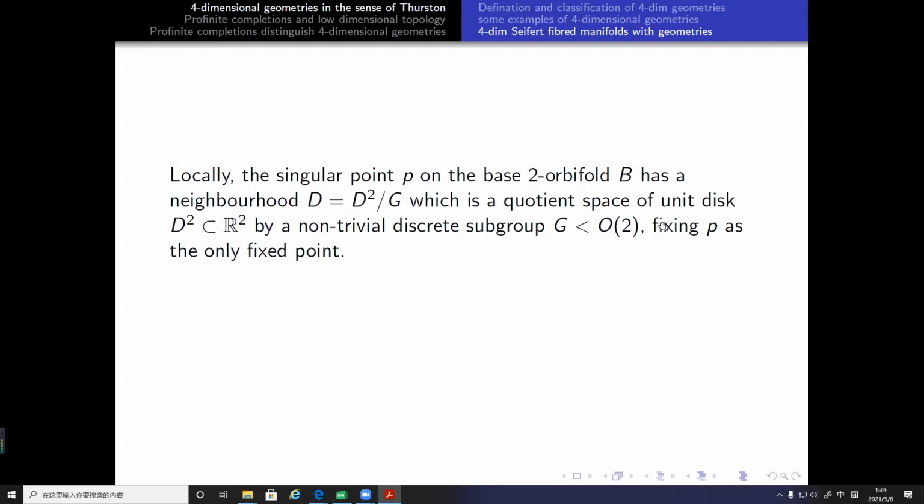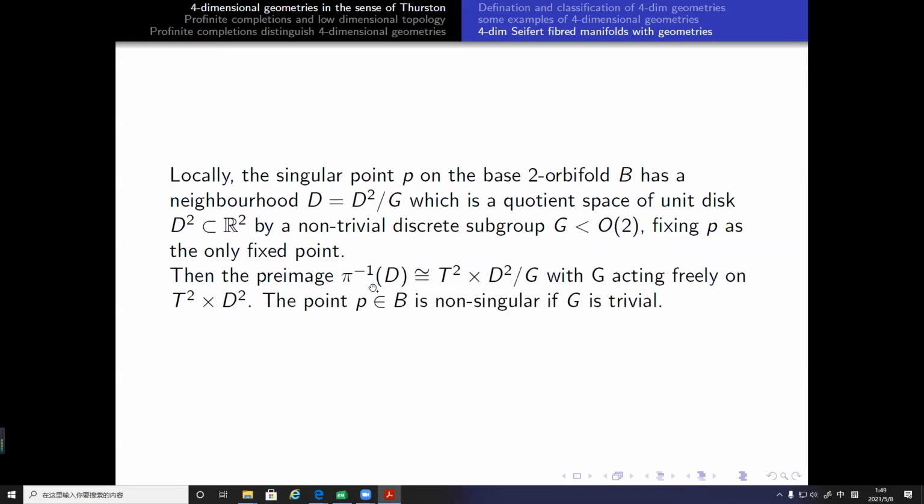Here D2 is the unit disk in the complex plane, and then by a nontrivial discrete subgroup G. Of course, G is just a finite group, with a fixed point P, the only fixed point of the action on the unit disk. And then we extend the action of G from G acting on the unit disk to G acting on the product of the torus and the unit disk here, which acts on the product space freely. And so here it is just an orbifold, manifold, right?